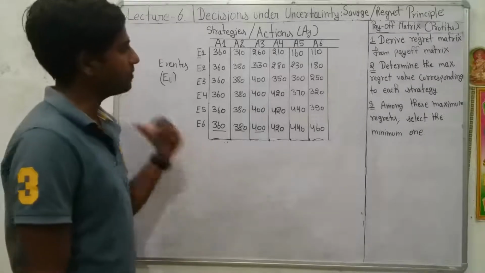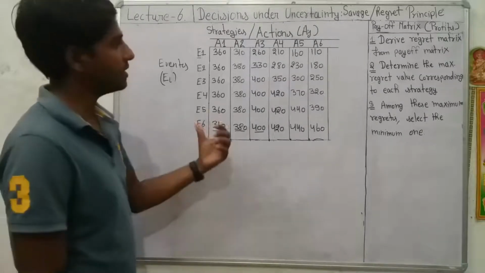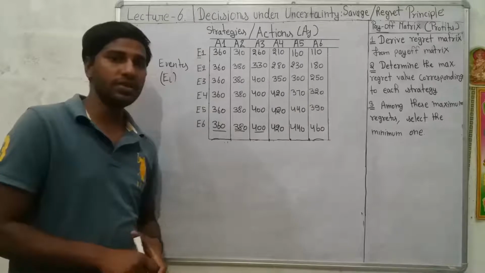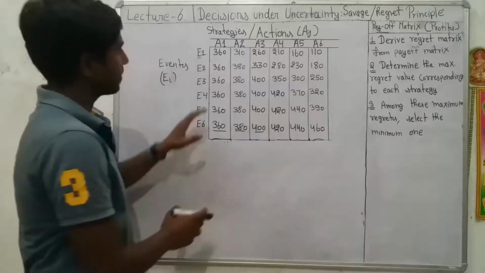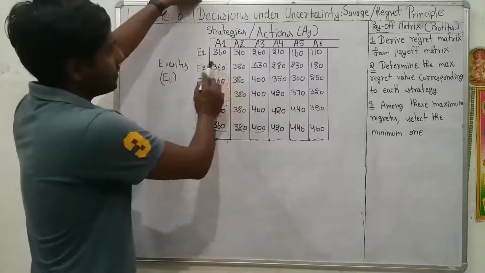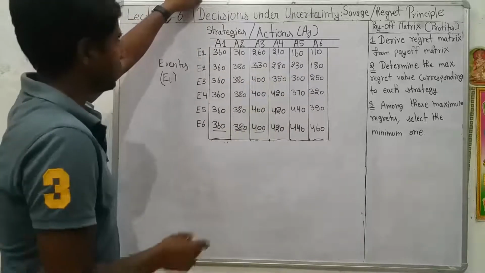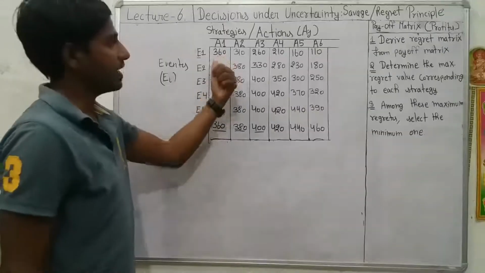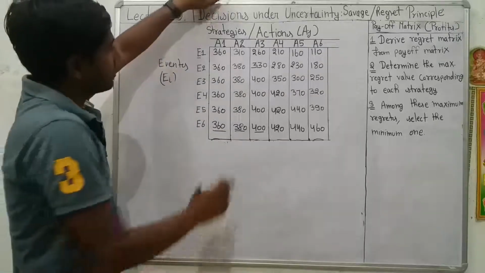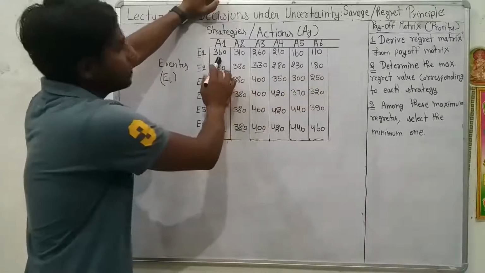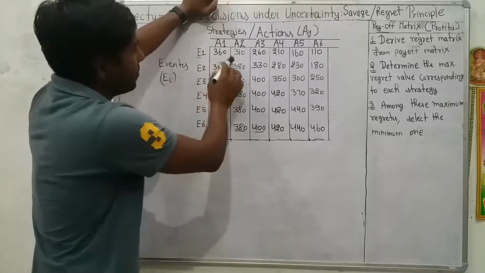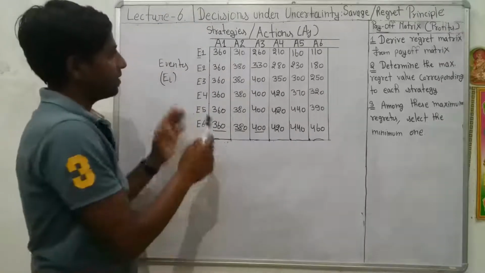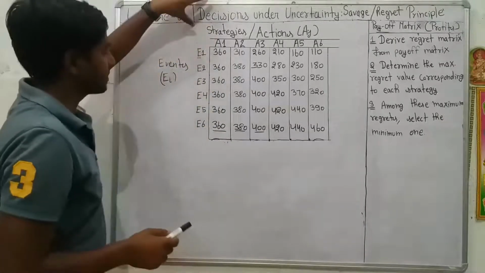And what would be the procedure of converting the payoff matrix into the regret matrix? We have studied it in lecture 1 of this series. I am repeating it here. To convert the payoff matrix into regret matrix, select the highest value in each row. Like in the first row, the highest value is 360, and reduce every element of this row from the highest value. So 360 minus 360 is 0, 360 minus 310 is 50. In this way, we can calculate the regret matrix for the first row.